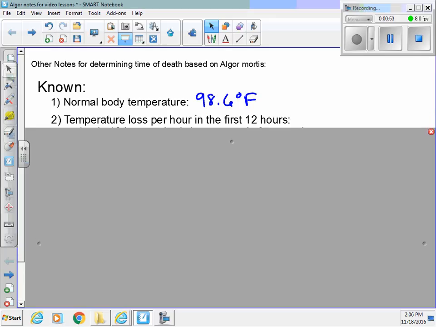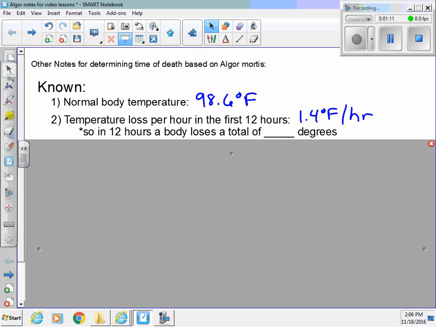The other known is the temperature loss per hour in the first 12 hours after death. The body is going to lose 1.4 degrees Fahrenheit per hour. Now, if we were to figure out how many degrees lost total in the first 12 hours, all we have to do is take 1.4, multiply that by 12, and you should come up with 16.8 degrees Fahrenheit. So we know that a body that has been dead for 12 hours will be 16.8 degrees cooler than 98.6.